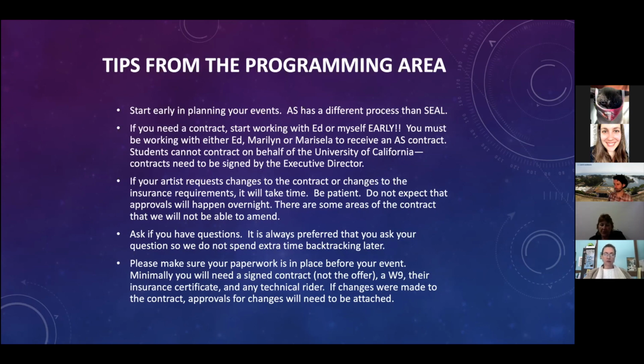And then please make sure your paperwork is in place before your event. So minimally, you'll need a signed contract, not the offer form, which also usually asks for a signature. You will need a contract that you get from Ed, myself, or Marcella, a W-9, their insurance certificate, and any technical writer. And if changes were made to any of those in the contract with insurance, you'll need an approval that will be attached to that as well. I know we're just hitting the high points on this. And if you really are doing an event, you would want to sit down with one of us to really talk through the entire process a little bit more.